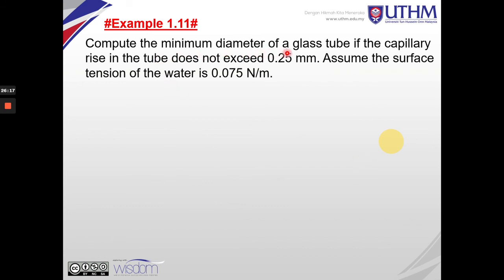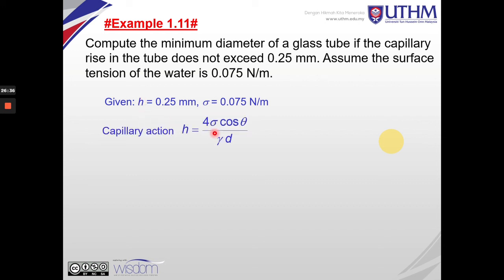Compute the minimum diameter of the glass tube if the capillary rise in the tube does not exceed 0.25 mm. Assume the surface tension of the water is 0.075 Newton per meter. Given H is 0.25 mm and surface tension is 0.075 Newton per meter, we use this equation: H is equal to 4 times surface tension times cos theta divided by specific weight times D.